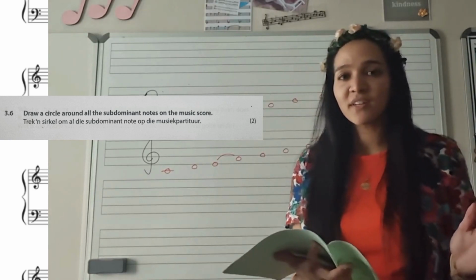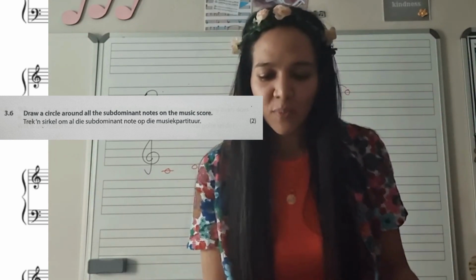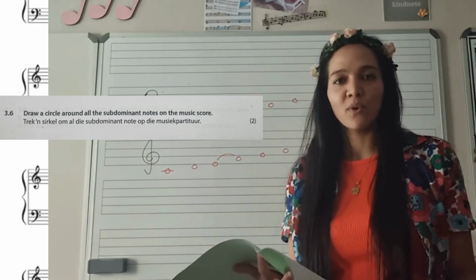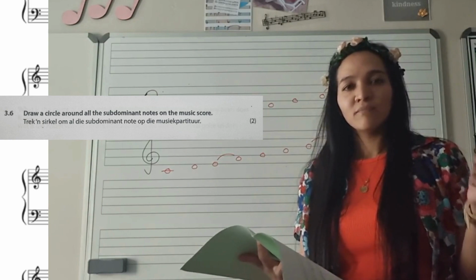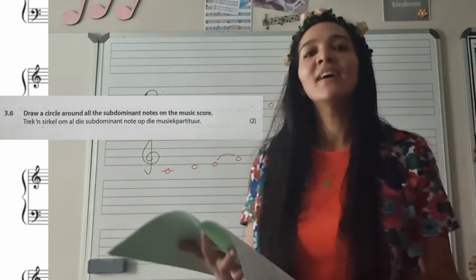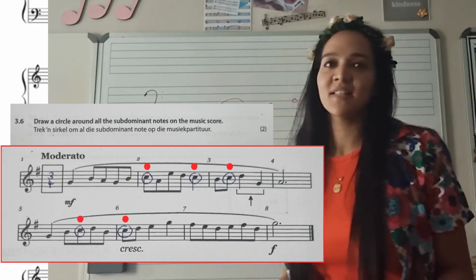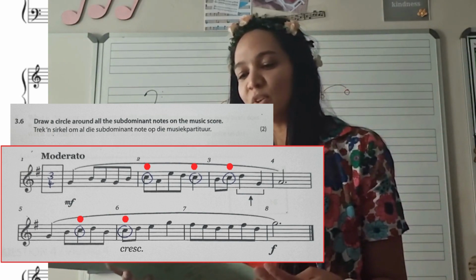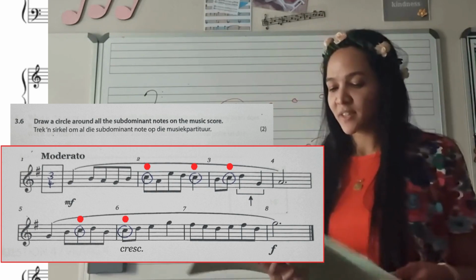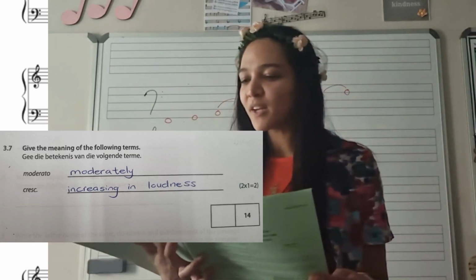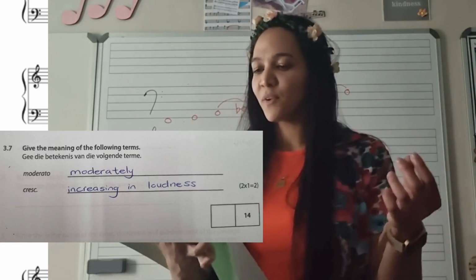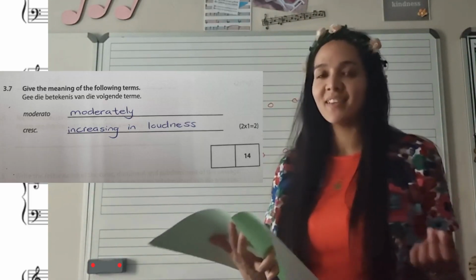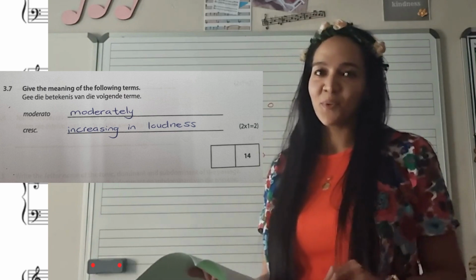Next question, if you turn over, we have 3.6 that says draw a circle around all subdominant notes in the music score. And the subdominant here would have to be C. So all the C's that you see in this question 3 example, you have to go ahead and circle so that you can get those 2 marks. Then give the meaning of the following terms: moderato, which means moderately, and crescendo, which means increasing in loudness. That is your question 3.